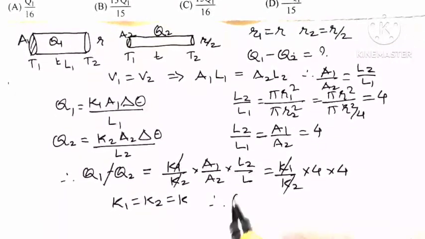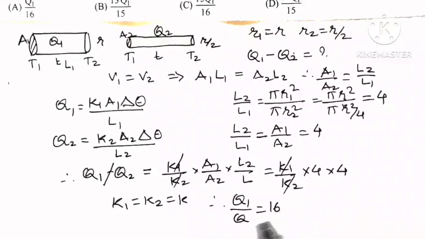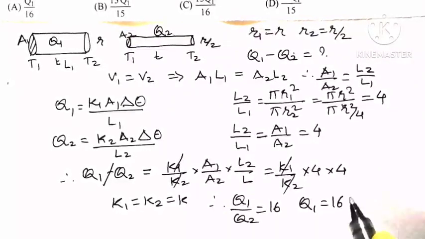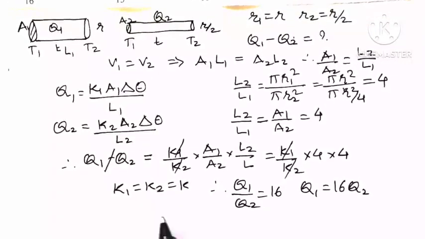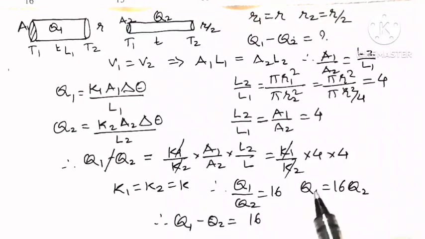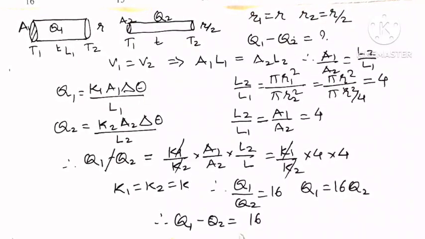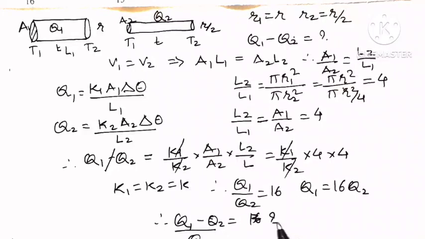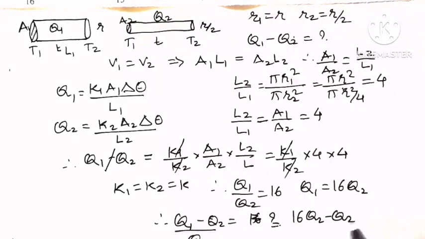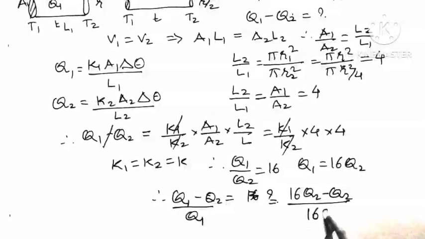Therefore we have Q1 by Q2 is equal to 16, or Q1 is equal to 16 Q2. So Q1 minus Q2, that we have to find out. So how to find Q1 minus Q2? Take Q1 minus Q2 divided by Q1, which is 16 Q2 minus Q2 divided by 16 Q2.